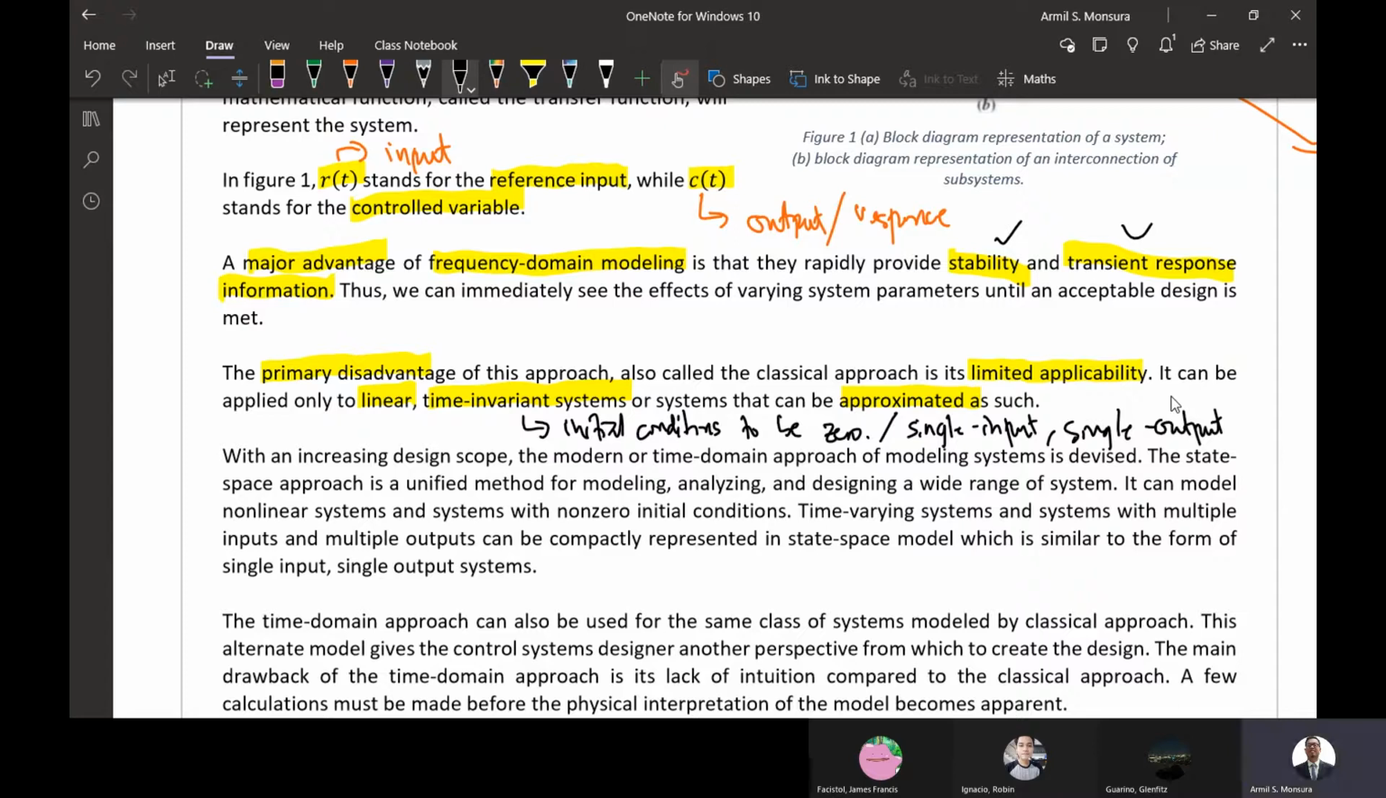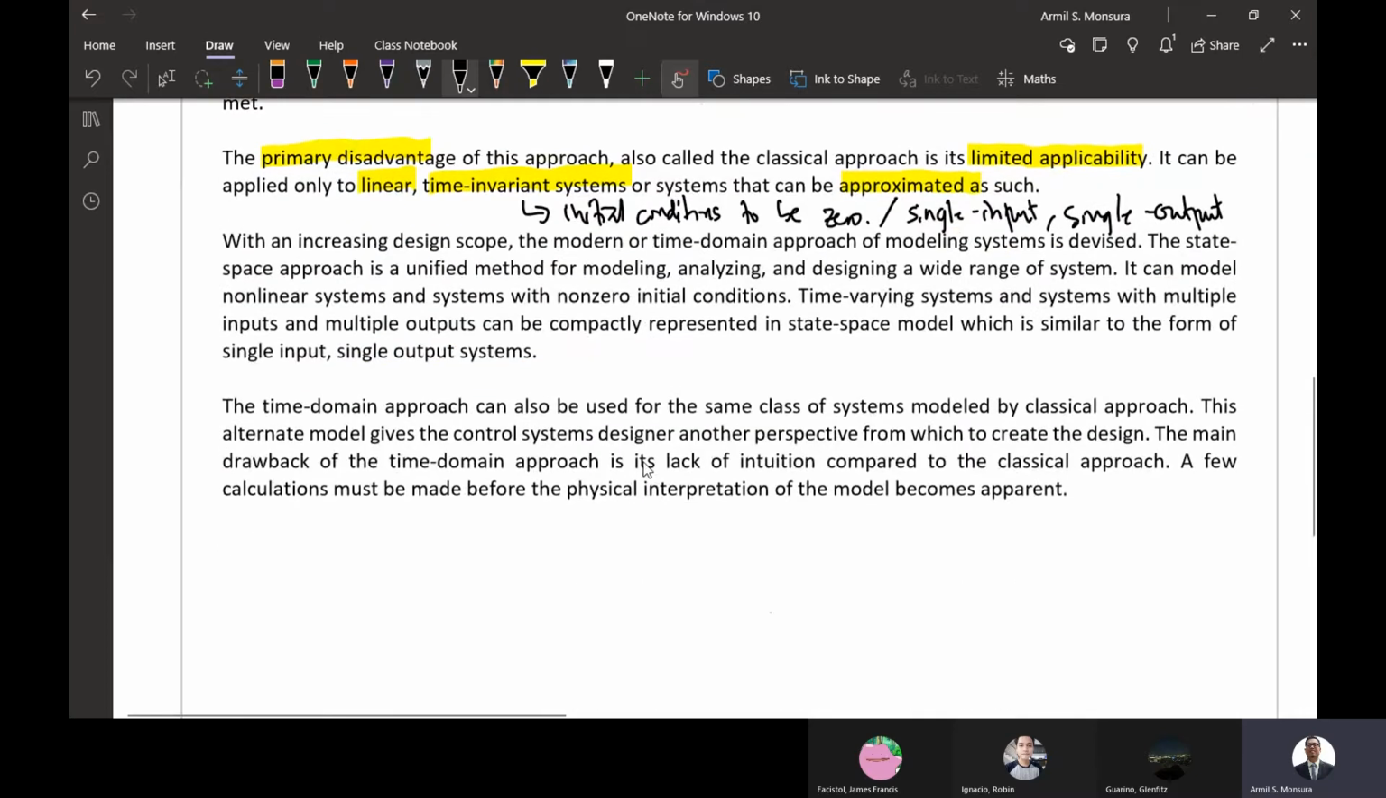Ang disadvantage lang para sa atin, ang disadvantage lang ng state space modeling is yung kanyang complexity. So yung mathematical complexity nung state space modeling natin maybe baka hindi pa tayo masyadong ready as of now. So therefore, doon muna tayo tumingin sa transfer function kasi mas madaling i-absorb yun.